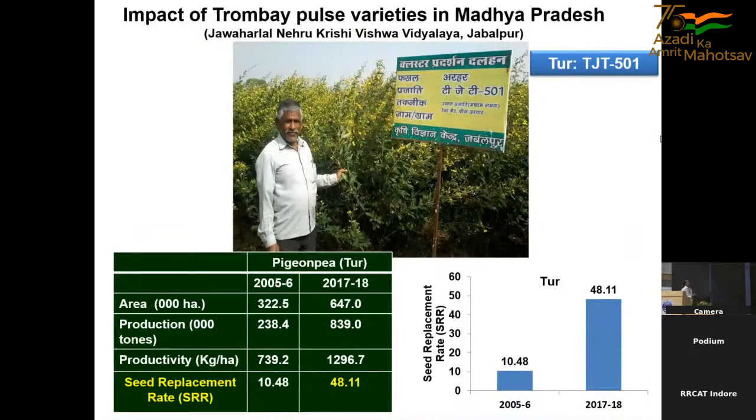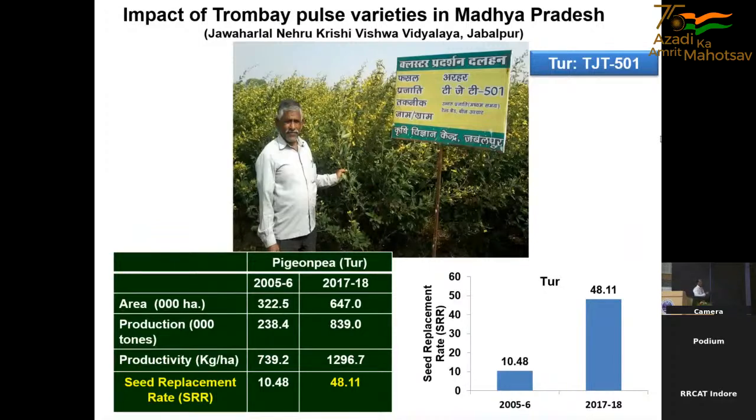And just to show the last, not only do we develop, we also deploy these varieties. Being in Madhya Pradesh, this is the TJT 501 Tur variety, which is popularly grown in Madhya Pradesh, just for the information. This variety is very popular in Madhya Pradesh because it was developed in collaboration with Jawaharlal Nehru Krishi Vishwavidyalaya. You can proudly say that in Madhya Pradesh, whatever Tur we are eating is from the BARC variety.